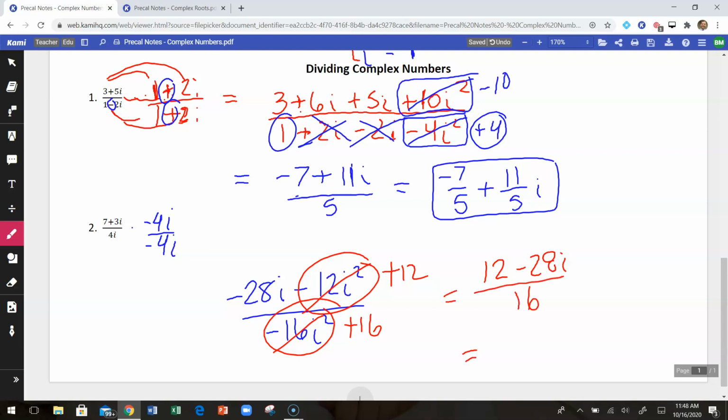I'm going to reduce both of these. So 12 over 16, divide those both by 4. It's going to be 3/4 minus 28 over 16. Again, I can divide those by 4, and that's going to give me 7 over 4i. And my final answer, again, is of the form a plus bi.